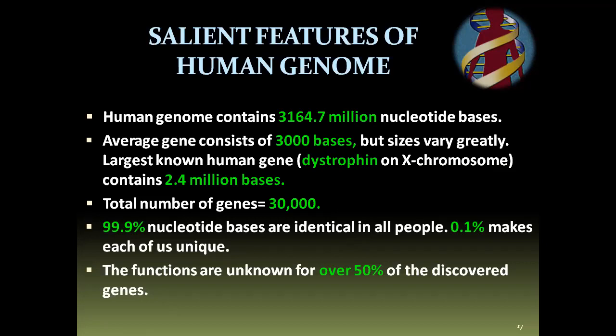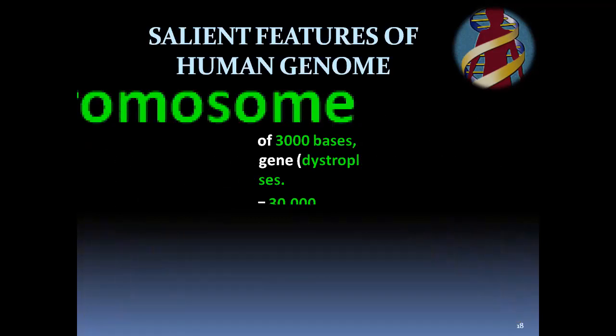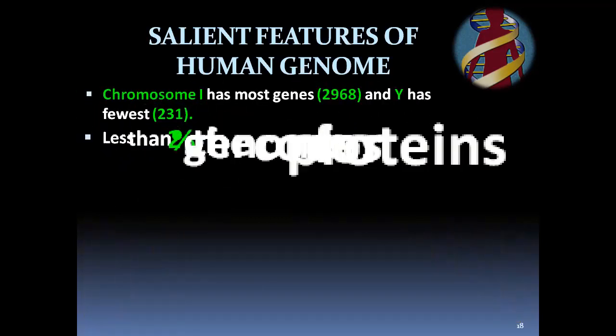99.9% of the nucleotide bases are identical in all people, and 0.1% makes each of us unique. That means compared to another person, that 0.1% is going to be unique. With that only we are going to do DNA fingerprinting. The functions are unknown for 50% of the discovered genes. In the discovered genes, for 50% we don't know the function till now.